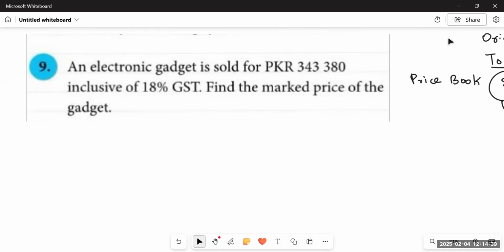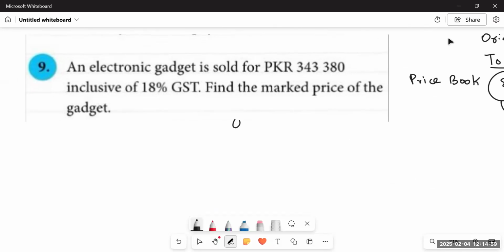Earlier in question number 8, we had to calculate the GST in PKR. Now we are provided with the percentage of GST. So what does it mean? An electronic gadget is sold for PKR 343,380 inclusive of 18% GST. What does it mean? It means originally, let us make a model. Original price is unknown. We don't know what was the original price. This is missing. And this is the marked price. Original price means the marked price. And basically, we have to find this.